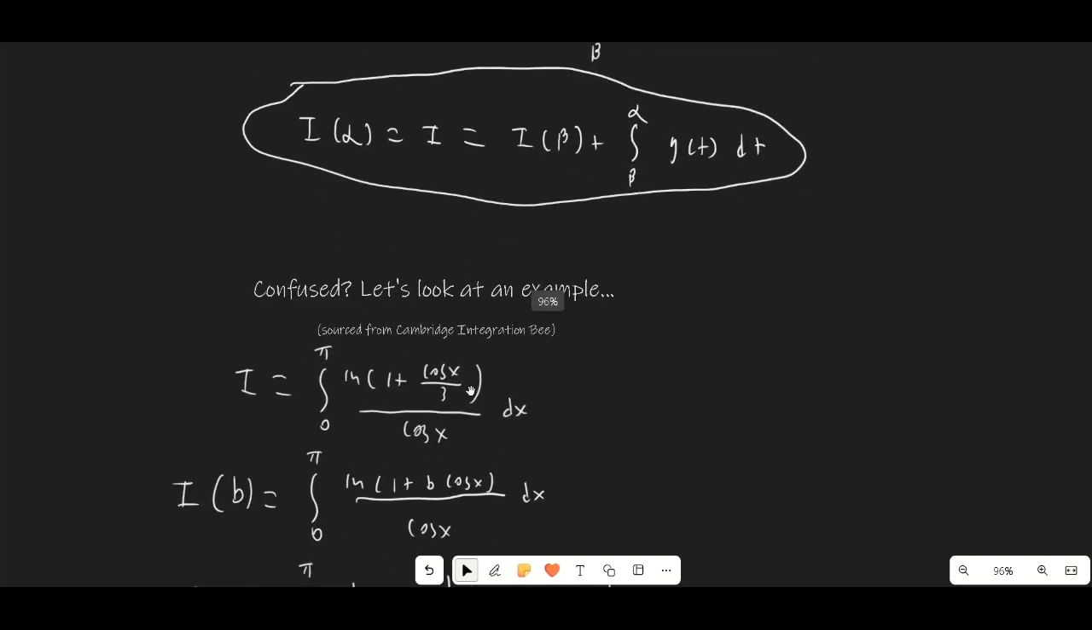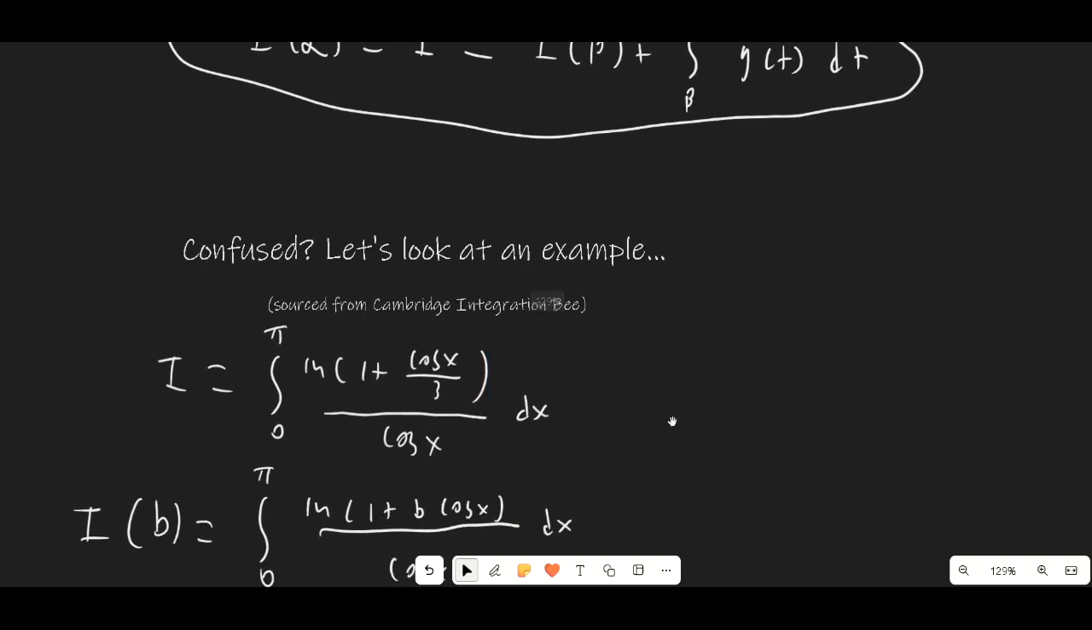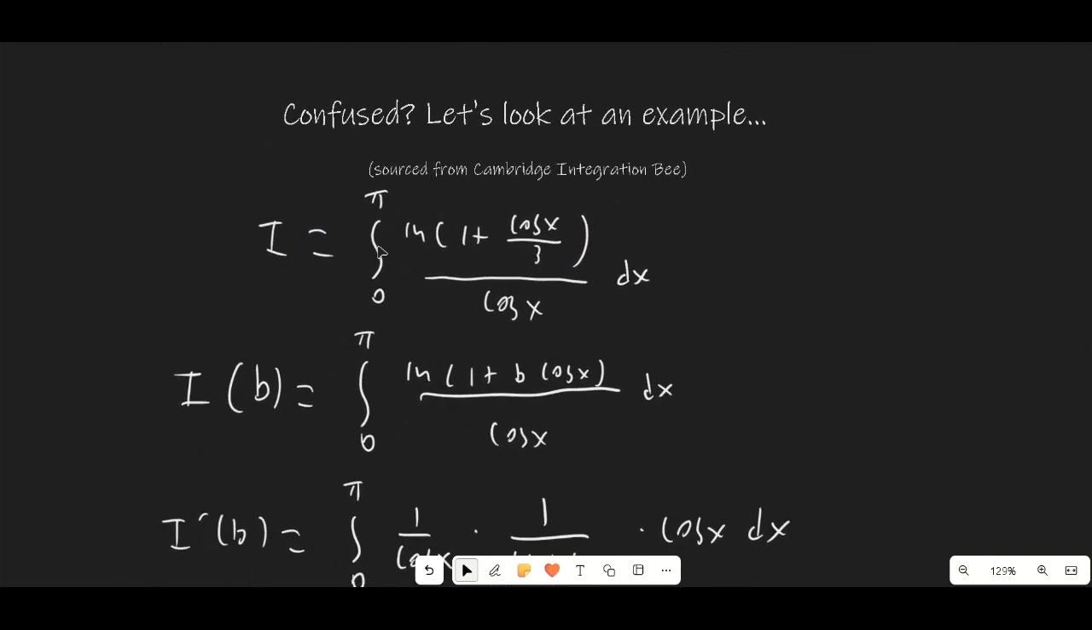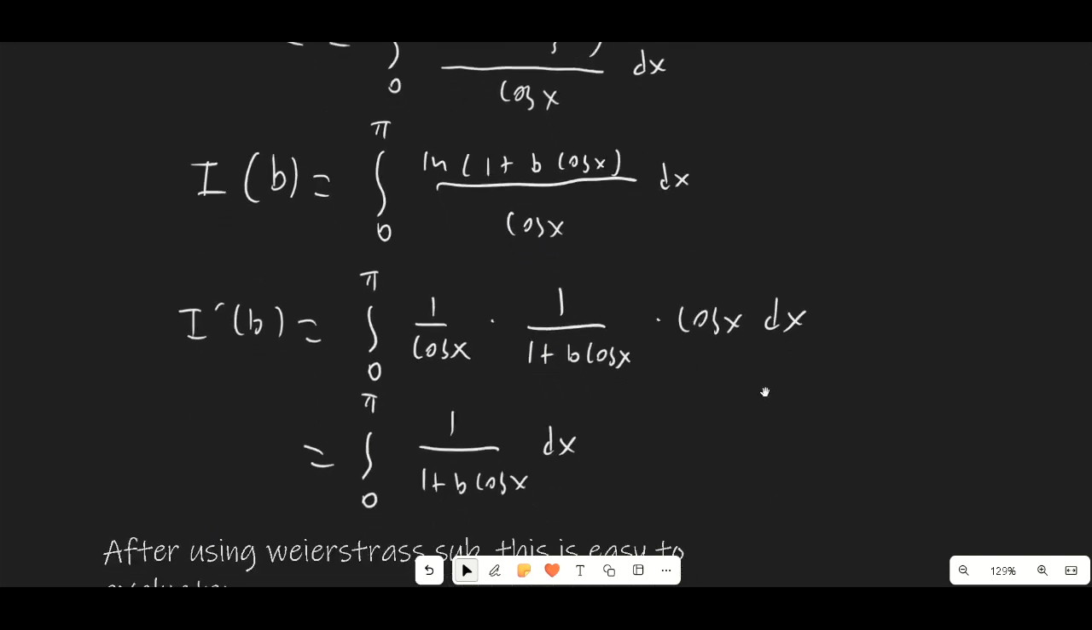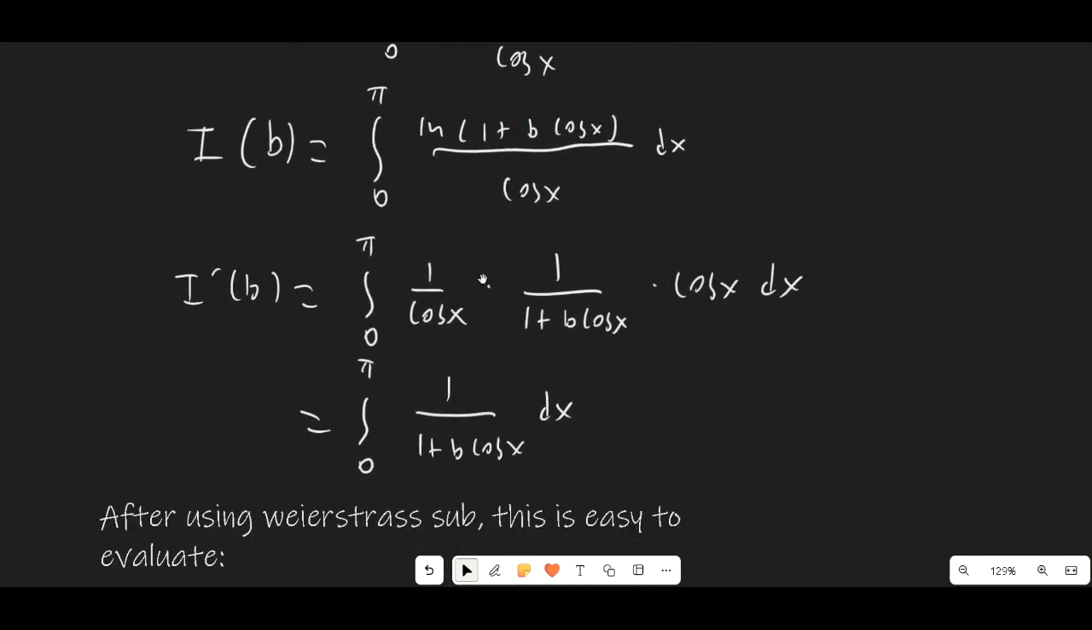So let's take a look at an example. This is sourced from the Cambridge integration bee from a couple years back. So our integral is the integral from 0 to pi of natural log of 1 plus cosine x over 3. And instead, we're going to introduce a parameter here so that we have a function I of b, which is the integral from 0 to pi of natural log of 1 plus b cosine x over cosine x dx. Now, cosine x is just a constant, so we don't need to worry about that when differentiating with respect to b. But anyway, we differentiate, we get 1 over 1 plus b cosine x, and then we multiply by cosine x because of the chain rule. Of course, this is calculating I prime of b.